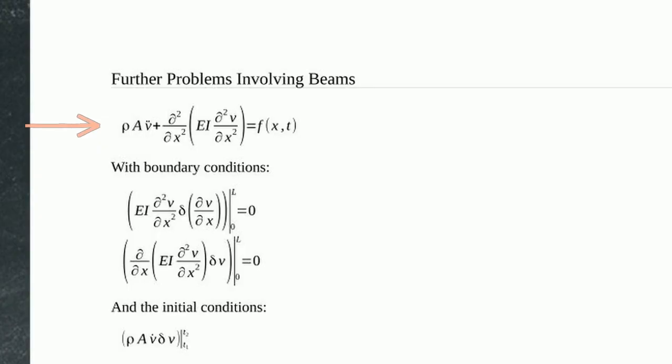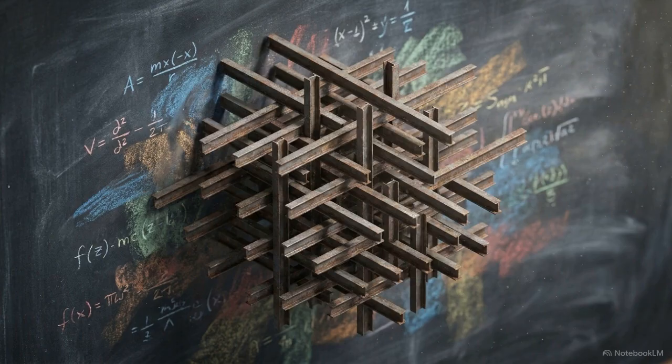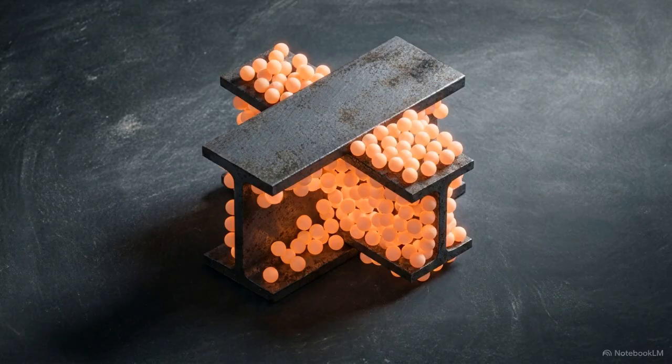The density and area term represents inertial forces, and EI maps internal bending resistance. While this equation perfectly describes the physics of a simple, uniform beam, trying to solve it analytically for a complex, multi-part real-world structure is impossible. There are simply too many variables across continuous space.